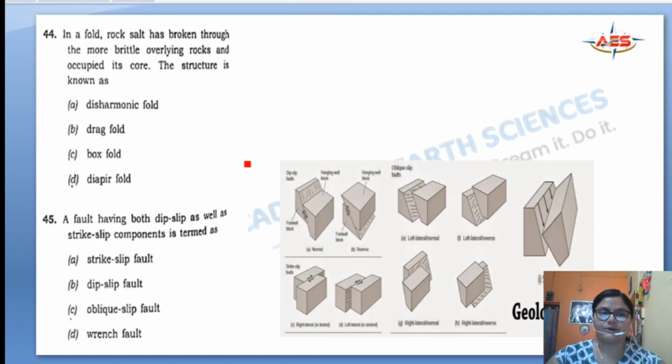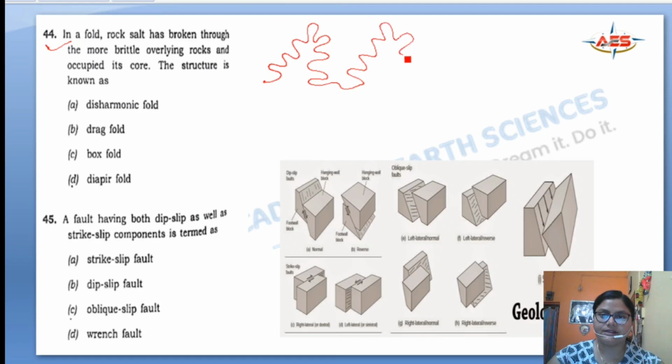Next we have question number 44. In question number 44 it is given that in a fold rock salt has broken through the more brittle overlying rock and occupied its core. The structure is called a disharmonic fold, drag fold, box fold or फिर diapir fold. Now see what is a disharmonic fold. A disharmonic fold is a fold in which the geometrical parameters like the wavelength and the shape of the fold change abruptly within the folded layer. Okay, there is no continuity within the folded layer. Okay, this is called a disharmonic fold.